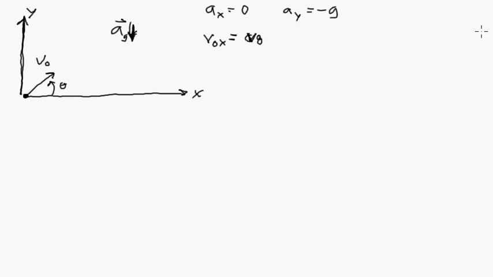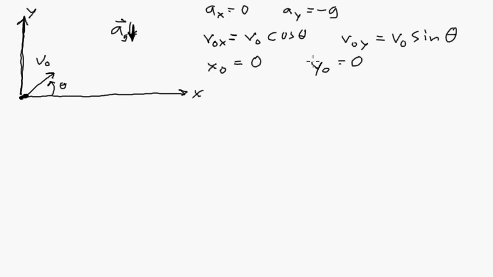Let me try the eraser here and see how this works. Alright, eraser. Okay, so v0x equals v0 times cosine theta, and then v0 in the y direction equals v0 sine theta. Okay, finally, our initial positions, x0. Well, we chose the origin to be the starting position of the object, so conveniently x0 and y0 are both equal to 0.